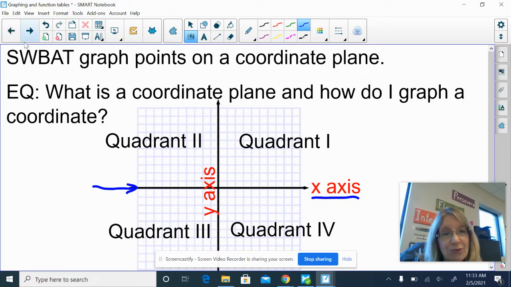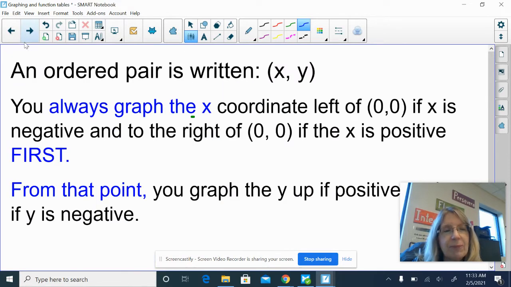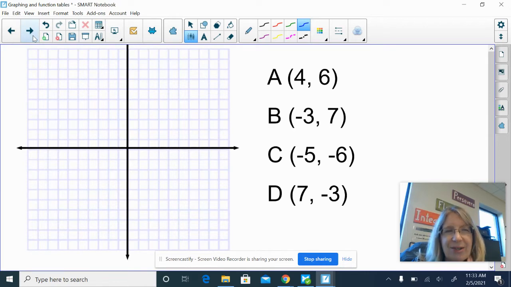I think this part's review, so I'm going to go pretty quickly. You always graph the x coordinate. This is the x. And you always graph that one first. If it's a positive, you go to the right. If it's a negative, you go to the left. And then from that point, you go up if it's positive and down if it's negative. So here we go. Let's jump in.